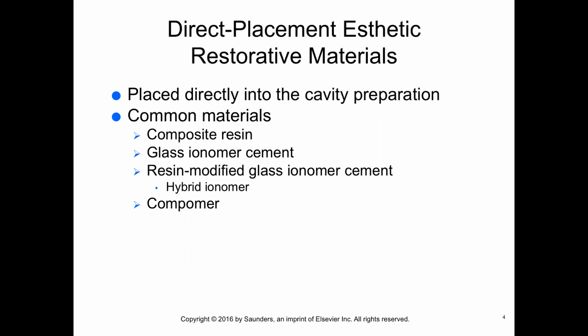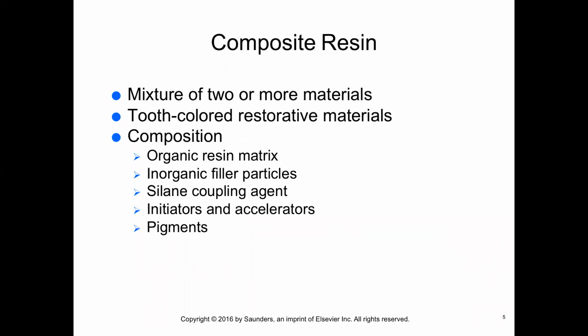The most common direct placement materials used are composite resin, glass ionomer cement, resin modified glass ionomer cement, which is a hybrid ionomer, and a compomer. A composite is a mixture of two or more materials with properties superior to any single component. They are tooth colored and can be used in both anterior and posterior teeth.